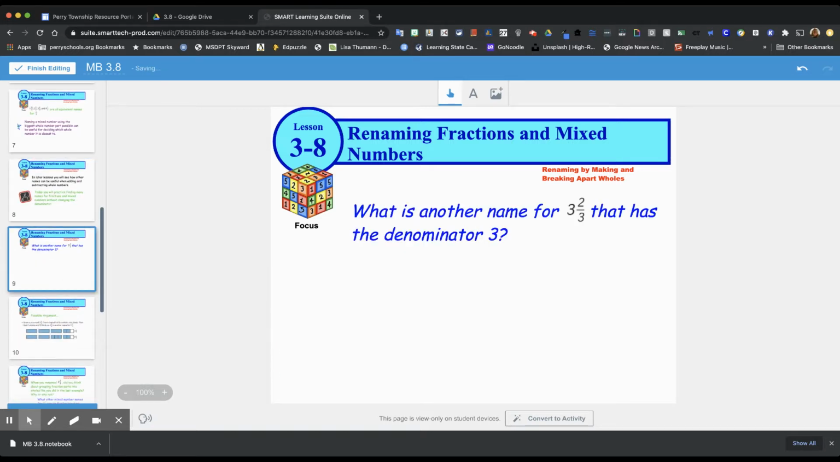So let's do another practice. What is another name for 3 and 2/3 that has a denominator of 3? So we're not changing the denominator. We're leaving it as 3. You should try that on your own. Pause the video if you need to.